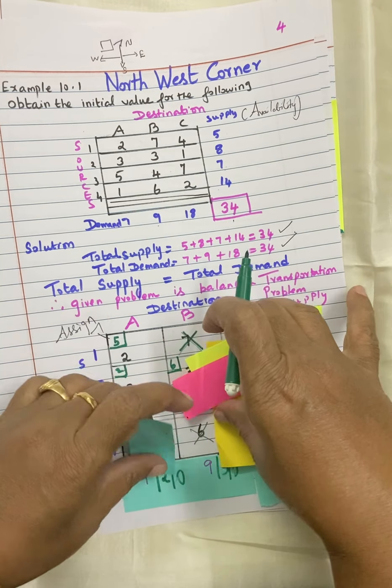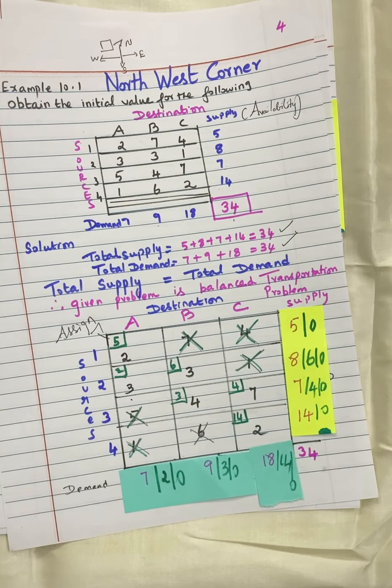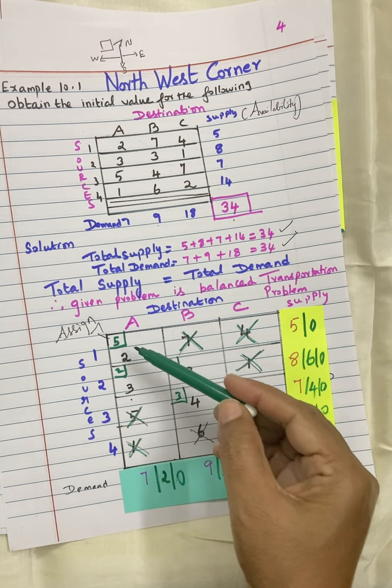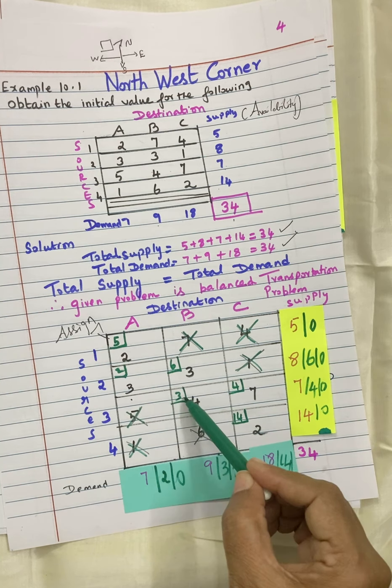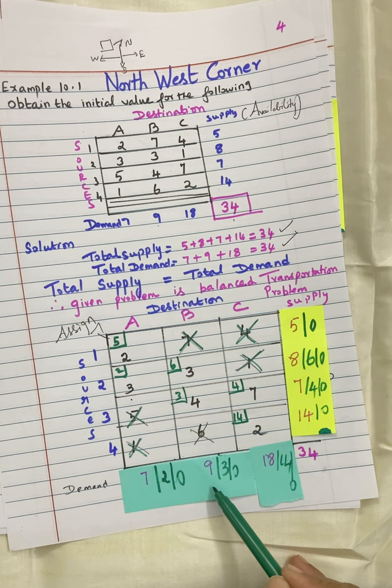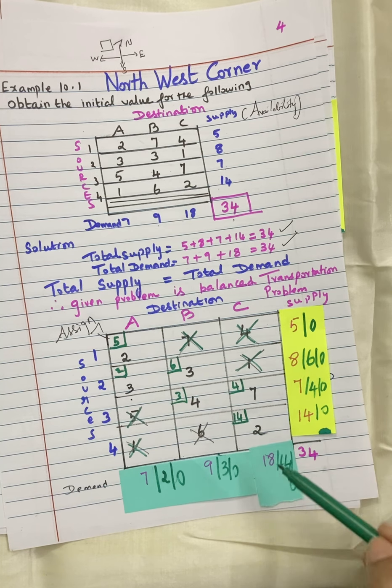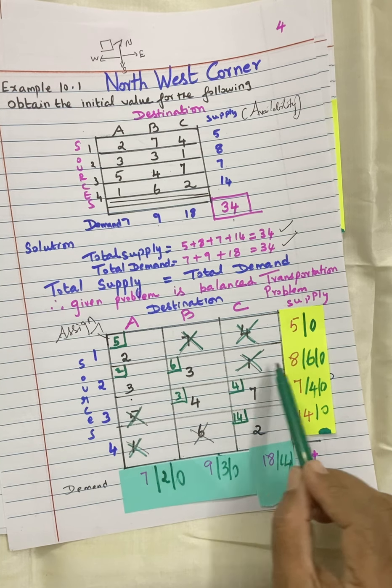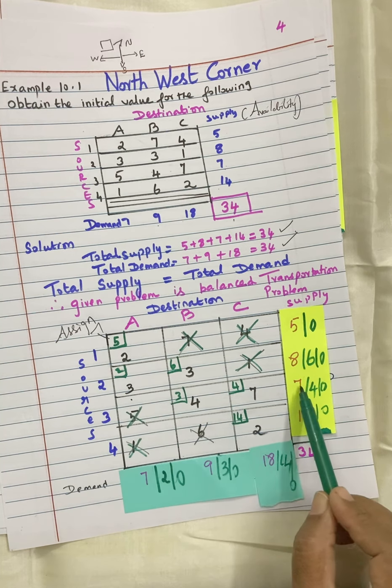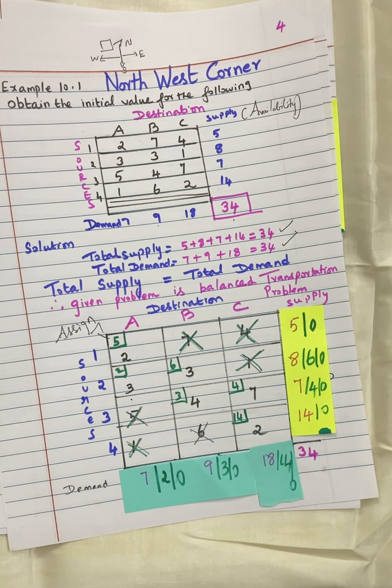Now we'll see whether what I have assigned are equal. What I have assigned here: 5, 2, 7. So first number is 7. 6, 3, 9. My demand is 9. 4, 14, 18. It is correct. This is 5. This is 8. This is 7. This is 14. So what we have done is correct.